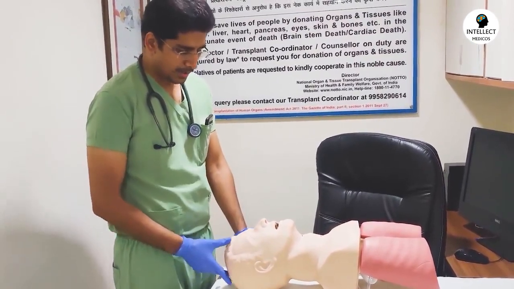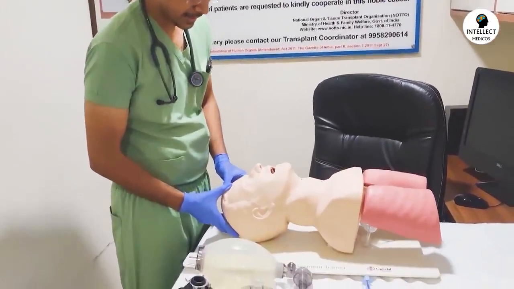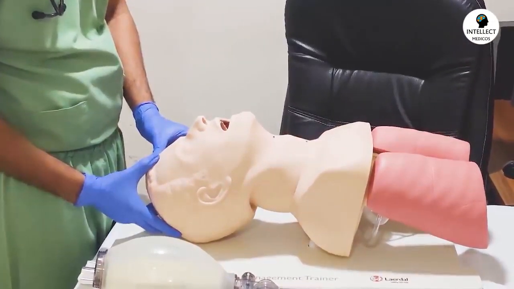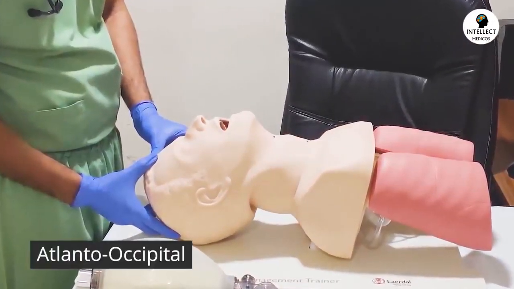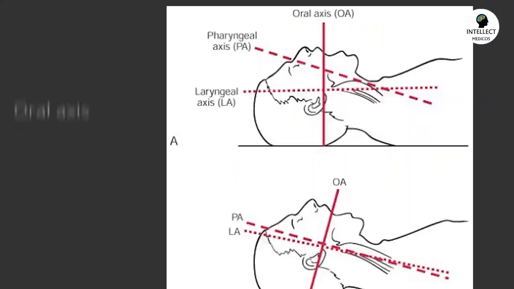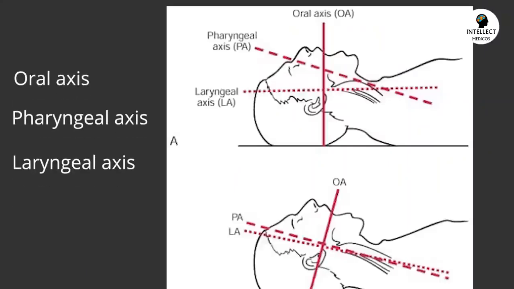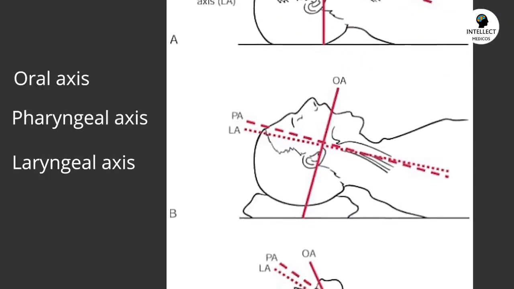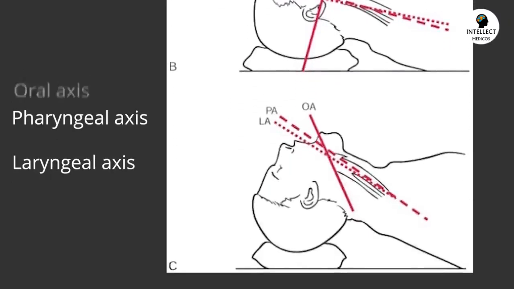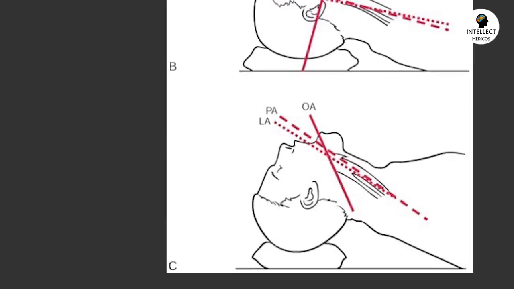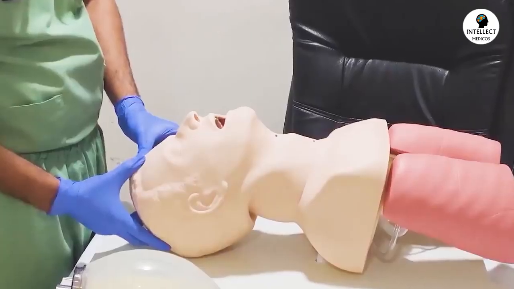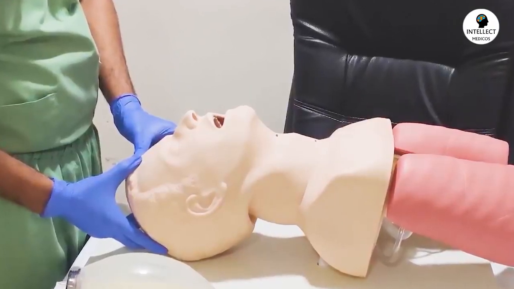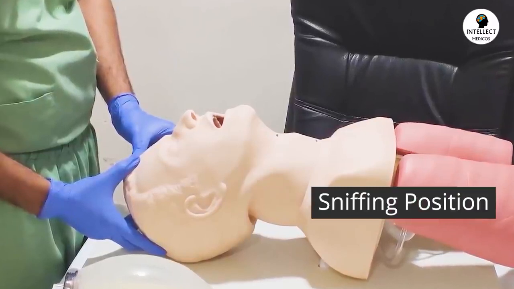Now, the head should be tilted like this. There should be extension at this level. Now this extension is at the level of atlanto-occipital. Now to align the oral axis, pharyngeal axis and laryngeal axis, what we do is we place a folded bedsheet or a pad below the head so as to have flexion at the level of the neck. So this position having flexion at the neck and extension at atlanto-occipital is called the sniffing position or barking dog position.